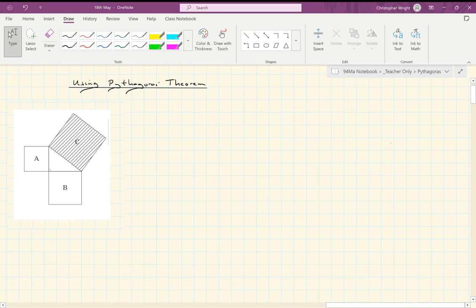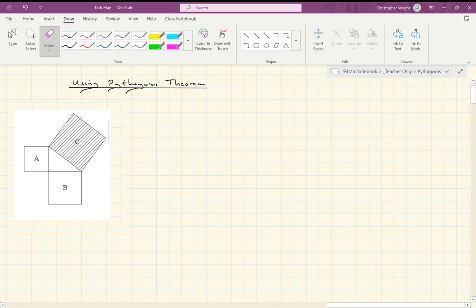Okay, so understanding Pythagoras' theorem. I've got a right angle triangle here, and you can see that I've drawn a square on the left-hand edge of it, a square on the bottom, and a square here on the hypotenuse. And I hope you can see that the square C has a bigger area than A and B.